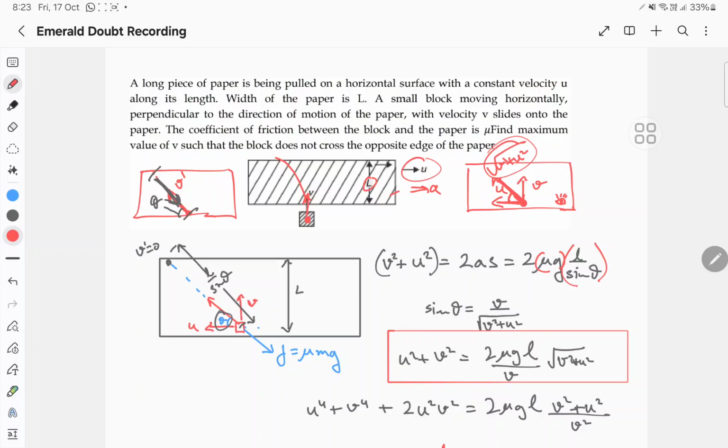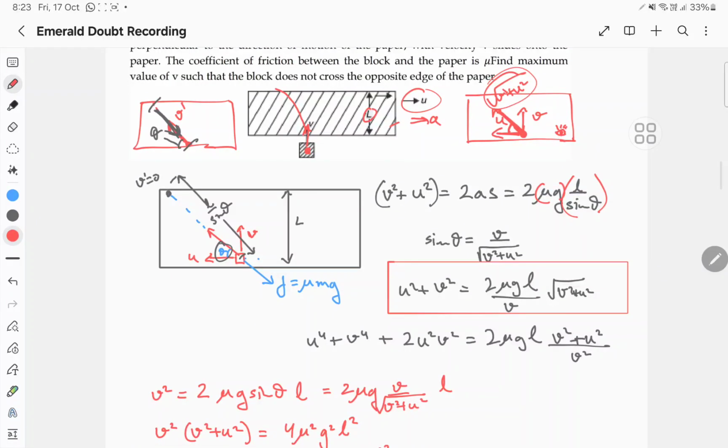Now you need to square this. If you square this equation, you get this one, u power 4 v power 4 plus 2 u square v square, and the other side a square of this, v square plus u square upon v square.